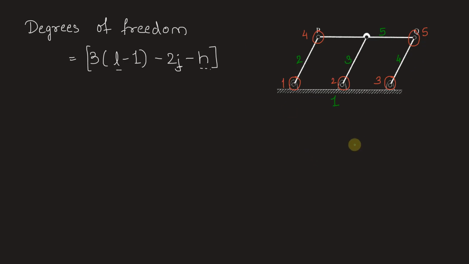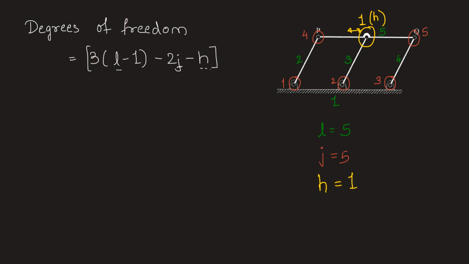We can write here the number of links L we counted as 5, and the number of joints J, the number of lower pairs, we counted as 5. Now let's see what the number of higher pairs is, small h. This can be considered as a higher pair because this joint rotates, and there will be a slight slide here. So there are 2 degrees of freedom at this joint. We can say small h is 1.